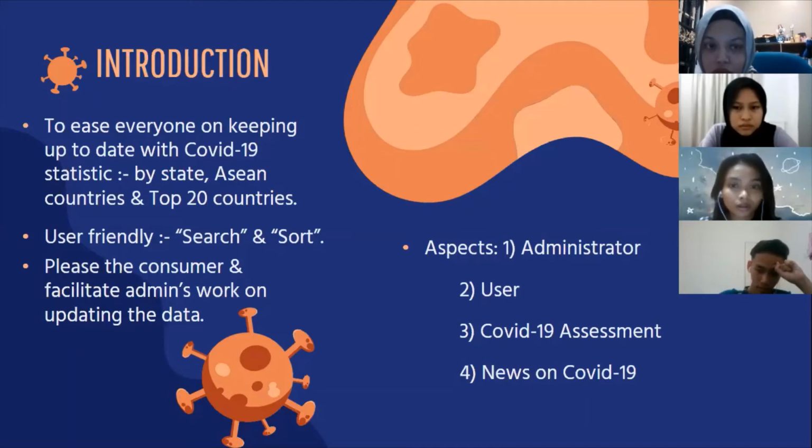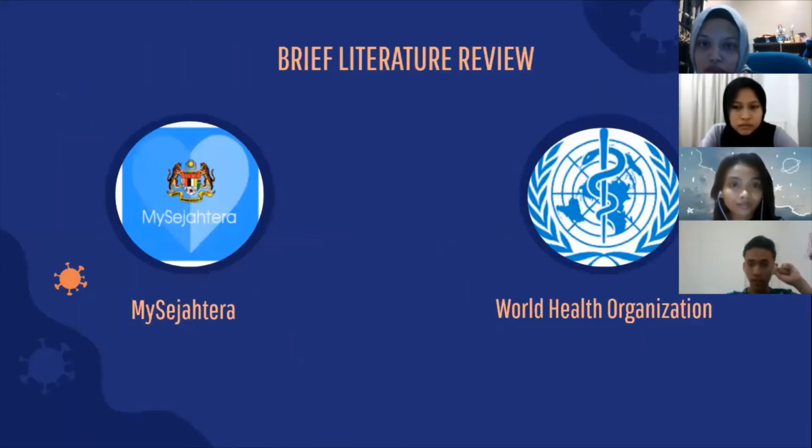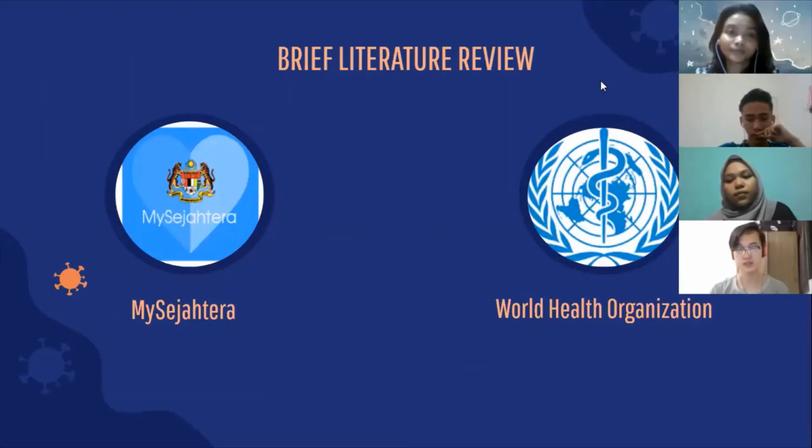We'll move on with the brief literature review. Okay, next it's up to me to review the literature. My name is Ma Jie and my matrix number is 21638.